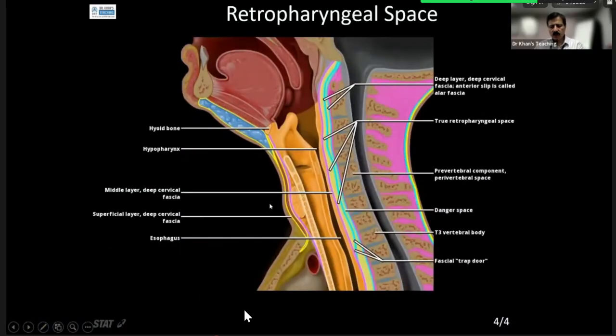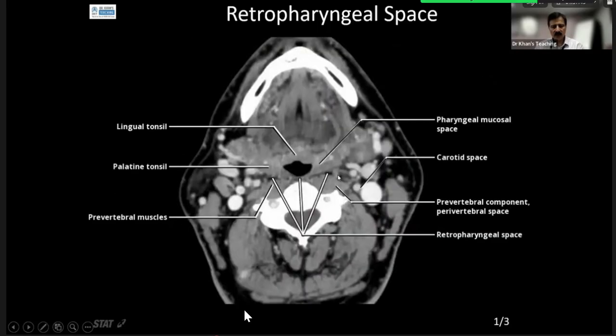The concept you have to remember, and I don't want to go into the details, is that a retropharyngeal space abscess should be taken very seriously in children particularly, because there is a communication with another space. We call it the dangerous space, and in practical terms, the retropharyngeal space can go into the mediastinum. So from the neck, it will go into the chest. You have to take it very seriously.